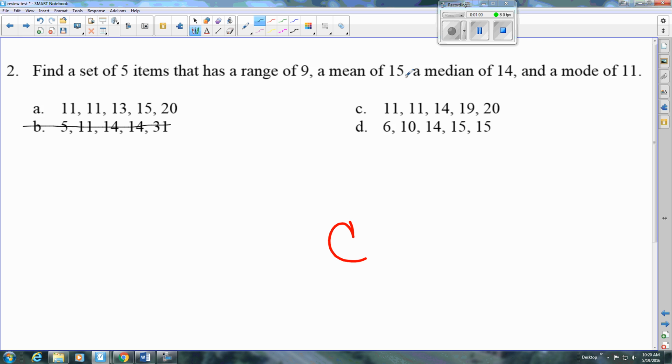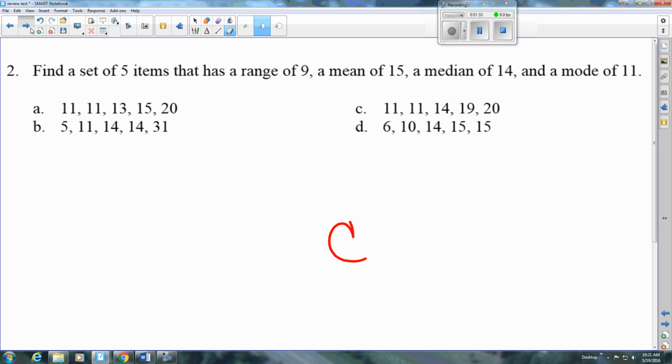I'm going to skip over the mean right away and go right to median. What's the middle number? The middle number this time is 13. So A does not work. Then 14 works. Okay, so I've got a median of 14. A mode of 11. Well, this one only has 2 modes. You didn't even have to do the mean to get the answer of C. Or you could have done them all out and figured it out.